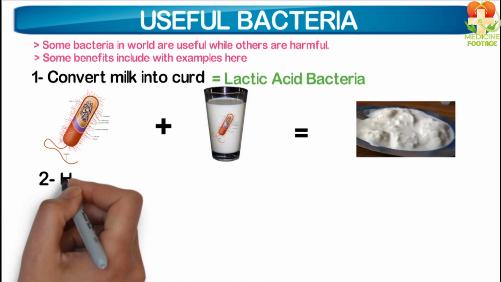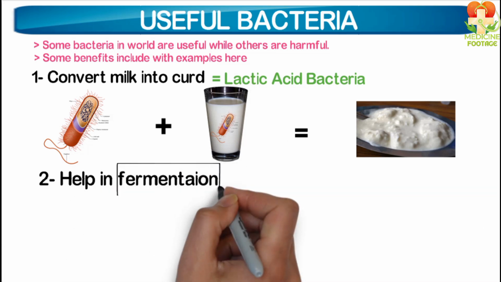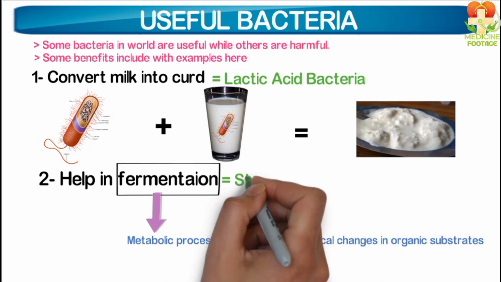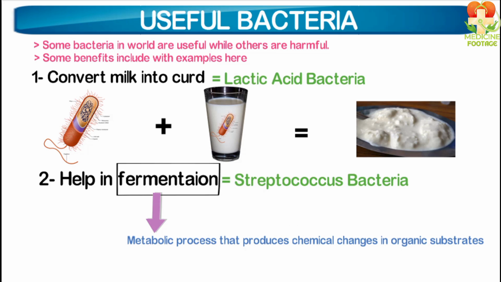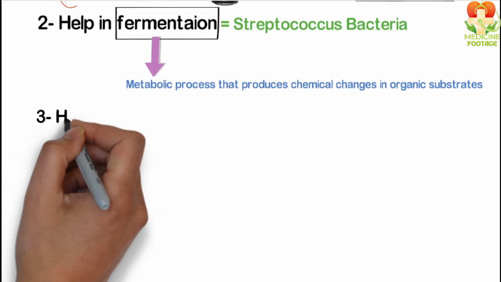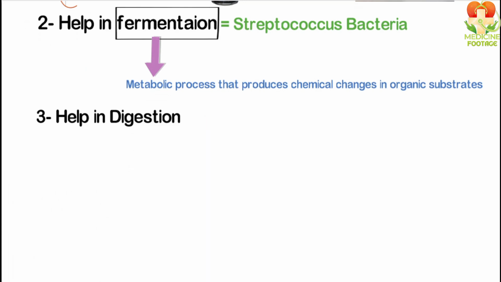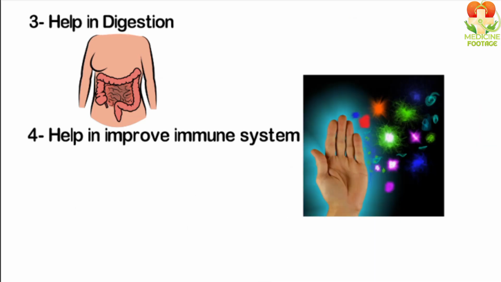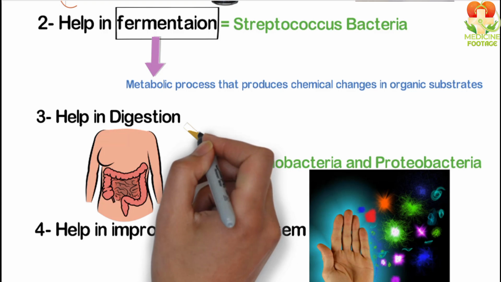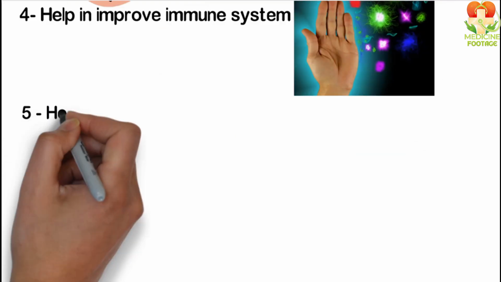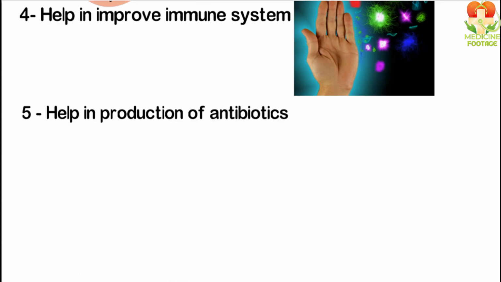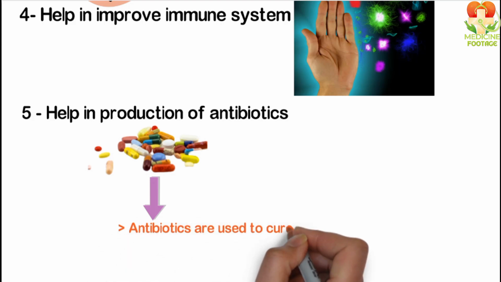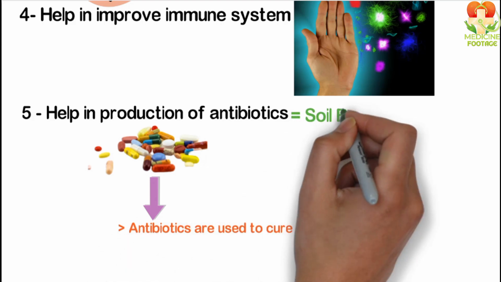The second type of bacteria helps ferment food, which we use for fermentation, and such bacteria are called streptococcus and bacillus bacteria, which help in the fermentation of products. The third type of useful bacteria helps with digestion and improves the immune system of our body. These bacteria are called actinobacteria. The fourth type of useful bacteria helps in the production of antibiotics, which we use for the treatment of bacterial infections, and such bacteria are called soil bacteria.